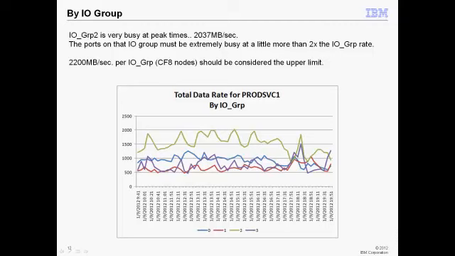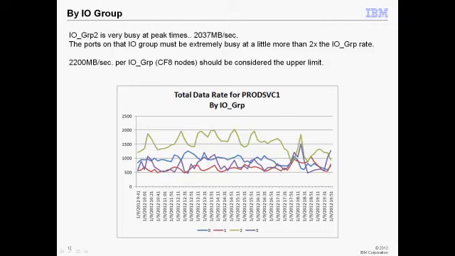This tells us that the SVC ports must be extremely busy since they are running at roughly 2 times the data rate of the IO group. This is because the SVC ports are handling both front-end host traffic as well as back-end controller traffic.